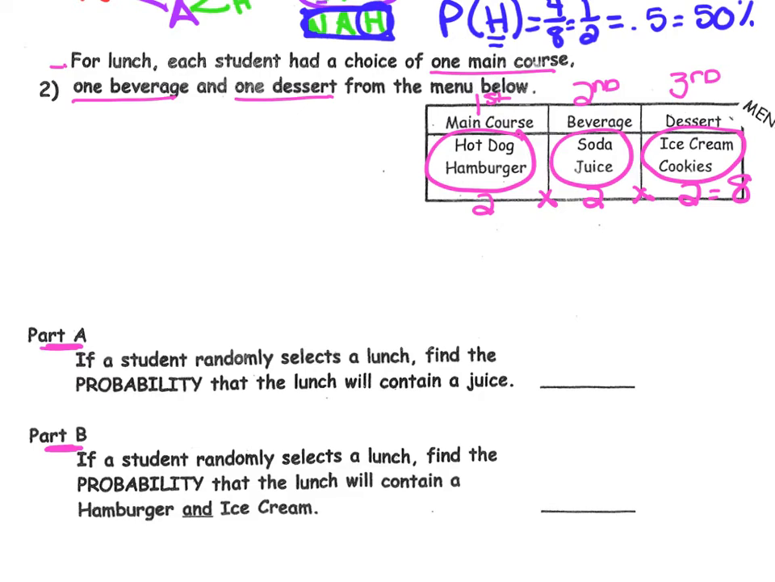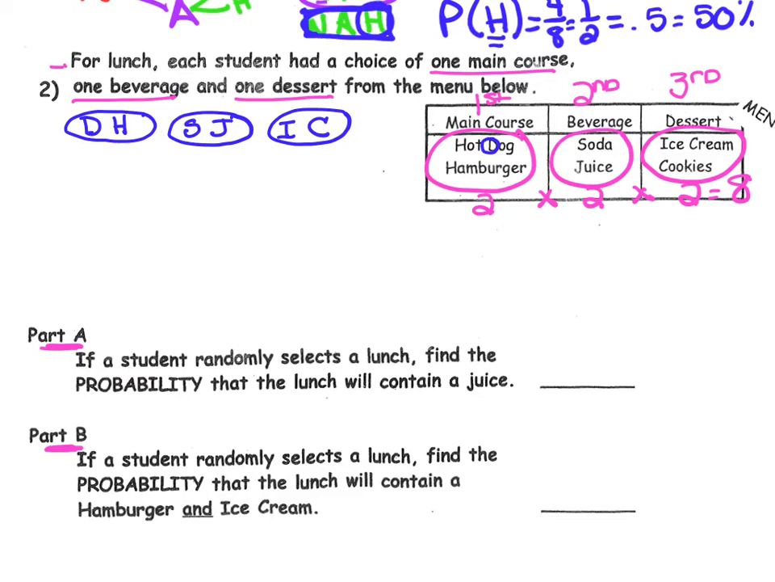Let's construct our pools. Our first pool is the choice of the main course. We have hot dogs and hamburgers. I think I'll use a D for dog and an H for hamburger. In the next pool, we have the choice of a soda or juice. And in the third pool, we have ice cream or cookies. We'll use an I for ice cream and a C for cookies.